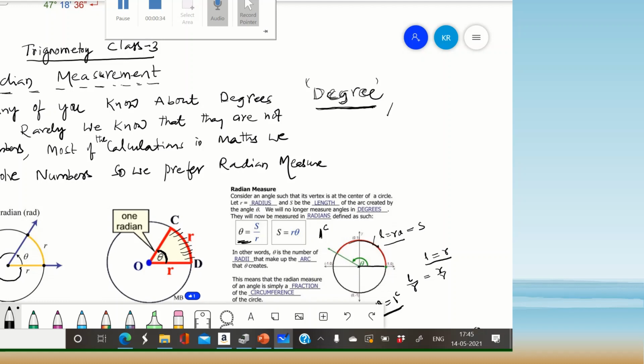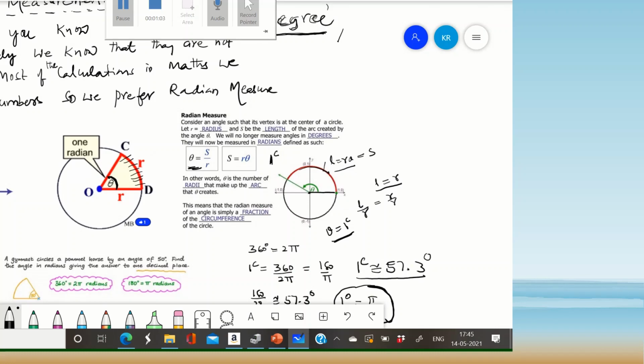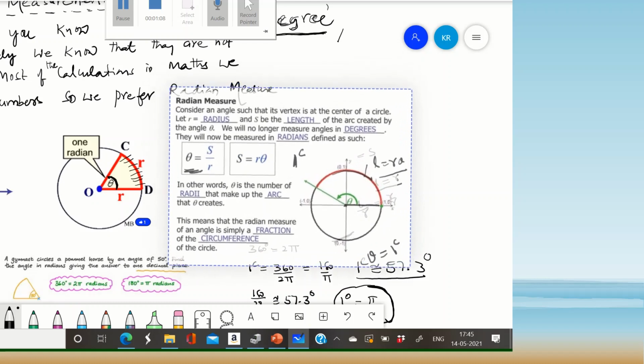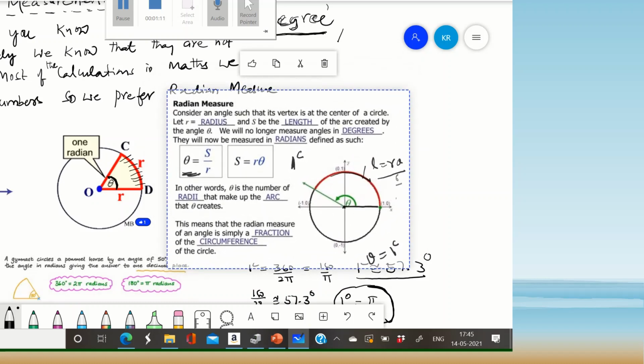Why? Because many of you know about degrees, but rarely do we know that degrees are not numbers. Degrees are not merely numbers. Most of the calculations in math involve numbers, so we prefer radian measure rather than degrees. Here I would like to first give a lengthy definition. After that, I will give a very simple way. So to understand radian measure, I'm going to explain.